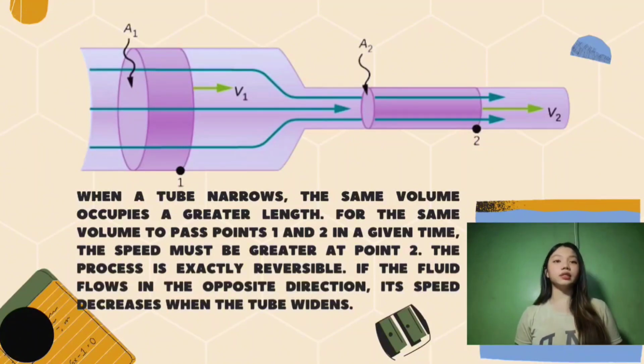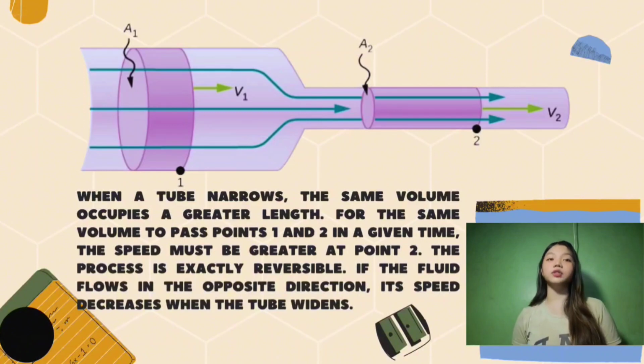Its speed decreases when the tube widens. Note that the relative volume of the two cylinders and the corresponding velocity vector arrows are not drawn to scale. Hence, when a fluid flows into a narrower channel, its speed increases. That means its kinetic energy also increases.